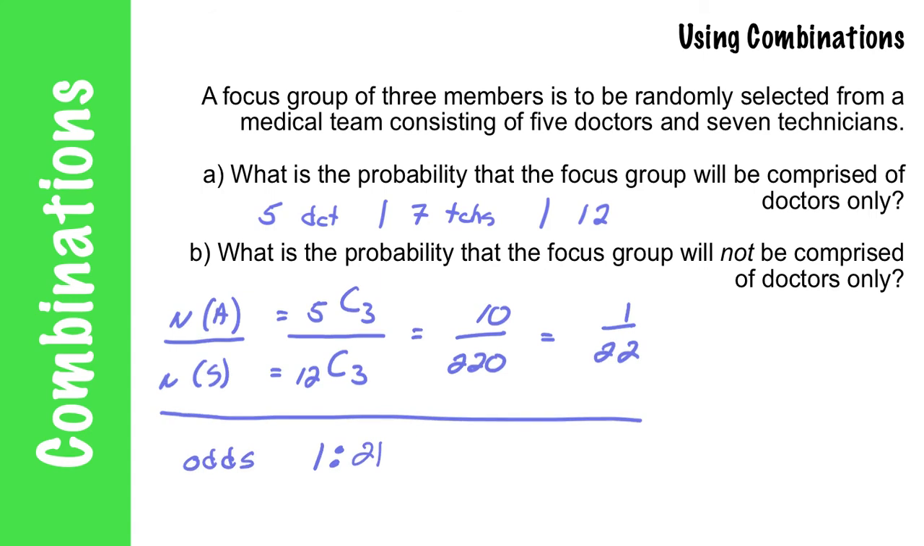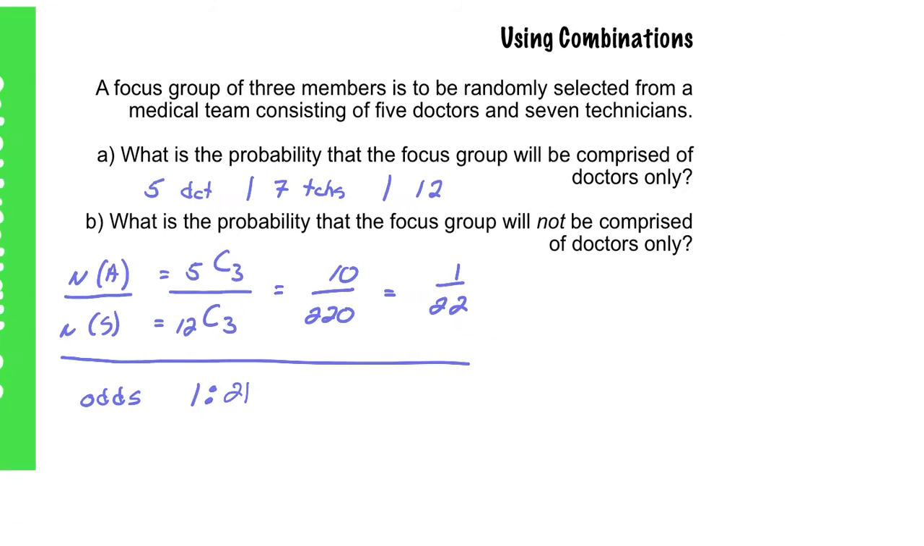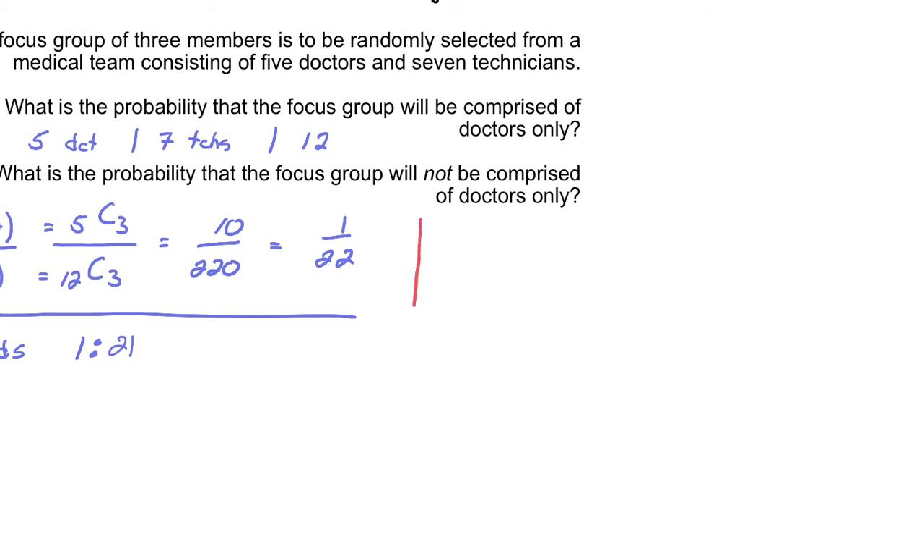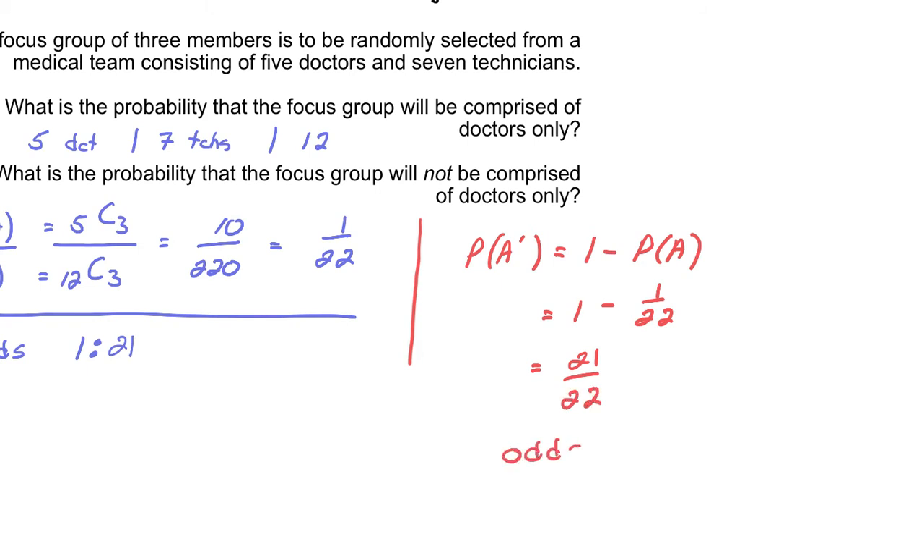Part B, what is the probability that the focus group will not be comprised of doctors only? So in Part B, we want the complement of what we found in question A, and the complement is simply 1 subtract that probability. So in this case, it's 1 subtract 1 over 22, which will be 21 22nds. And the odds in this case of this occurring is 21 against 1.